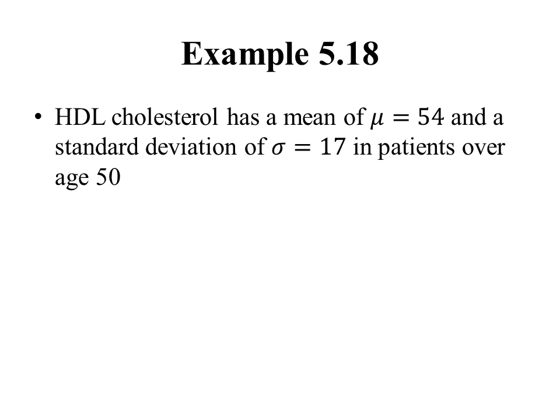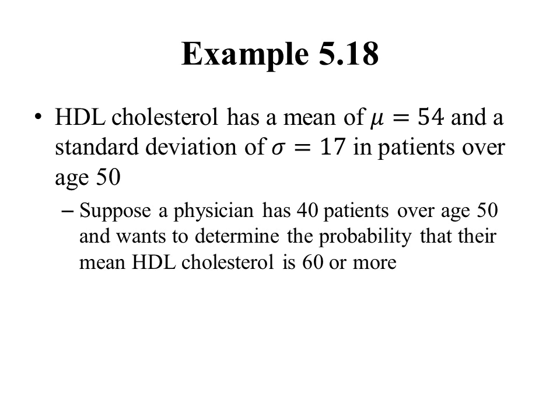Now, our last example here is example 518 from the book. It deals with a different scenario. HDL cholesterol has a mean of mu equals 54 and a standard deviation of sigma equals 17 in patients over the age of 50. So what that means is that if we were to go out and measure the HDL cholesterol of all patients over age 50, add them up, divide by the number of patients, we would get 54. Likewise, if we calculated the standard deviation of all those cholesterol measurements, we'd get 17.